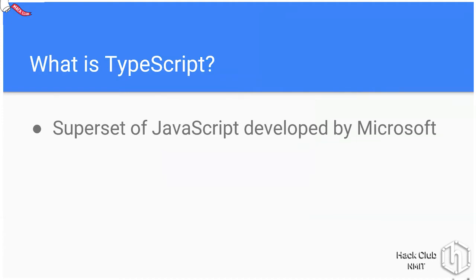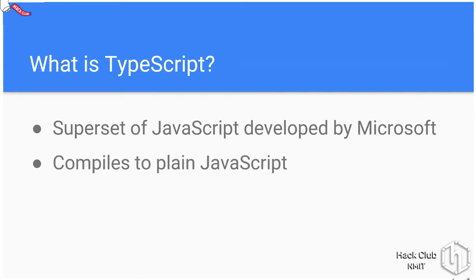If you don't know what a superset is, it is basically anything you can do in JavaScript, you can do the same thing also in TypeScript. So it inherits all the functionalities of JavaScript and then adds some extra features in syntax, which we'll go through in a minute. Another example of a superset is Objective-C, which is a superset of the C language. And then this compiles to plain JavaScript.